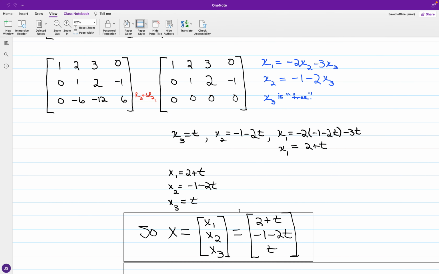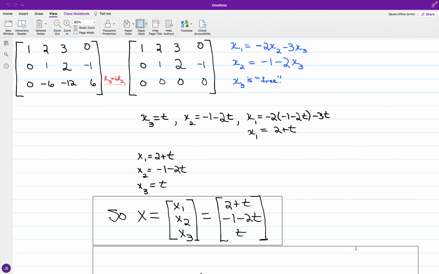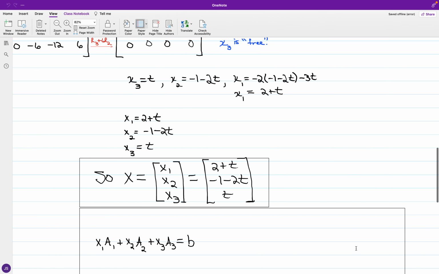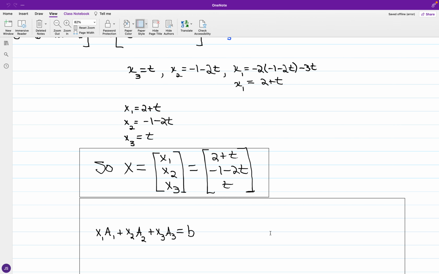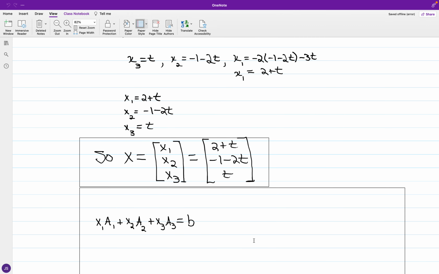And so in matrix display, x consists of x of 1, x of 2, x of 3. For the layout, the top row will be 2 plus t. The middle row, representing x of 2, is -1 minus 2t. And the last row is t. Going back to the linear combinations, since I have an infinite number of solutions, I can have infinitely many linear combinations.